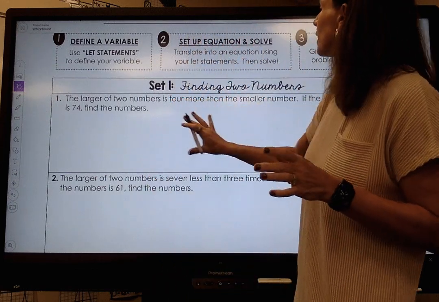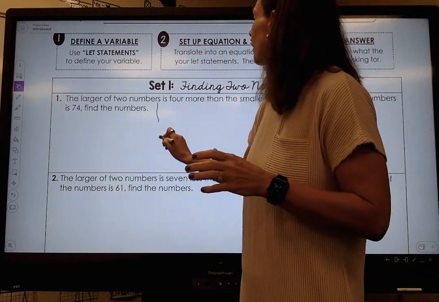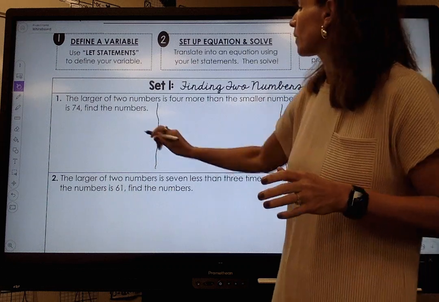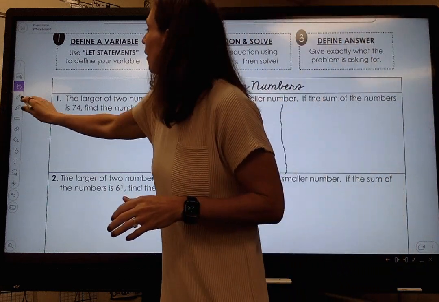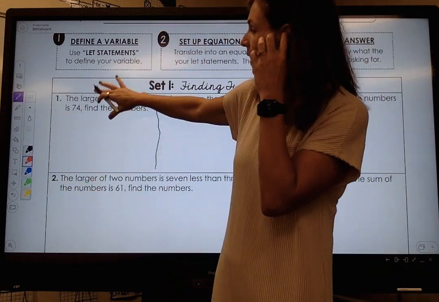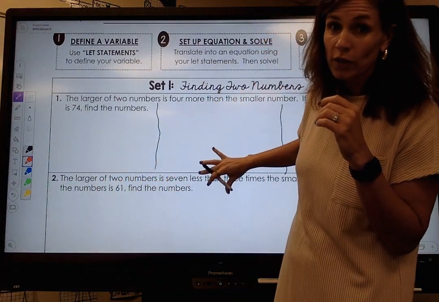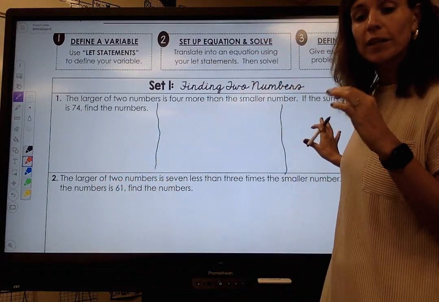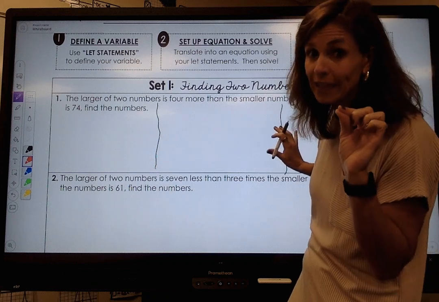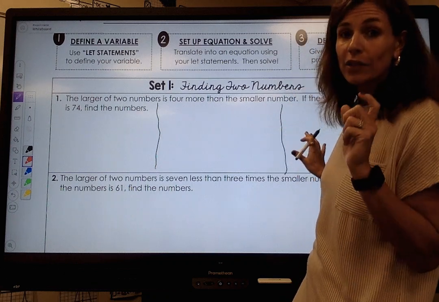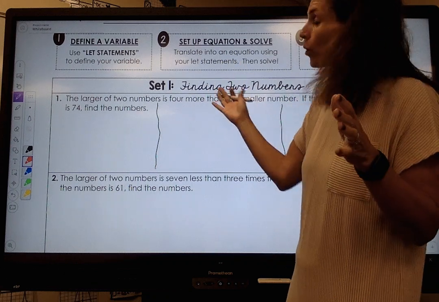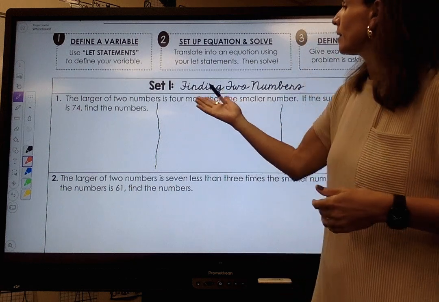So the first thing is I'm going to set everything up into three separate columns, okay? Now, this first part, I'm going to identify my variables. The second part, I'm going to solve using an equation. And the third part is me using a full sentence to answer the question that the word problem is asking. So, let's take a look.